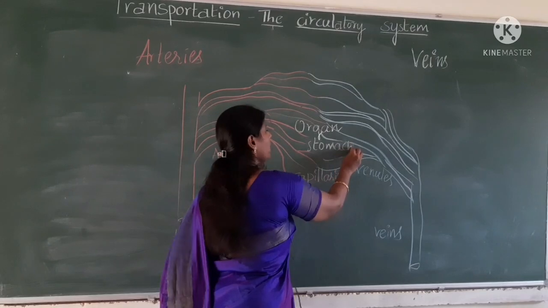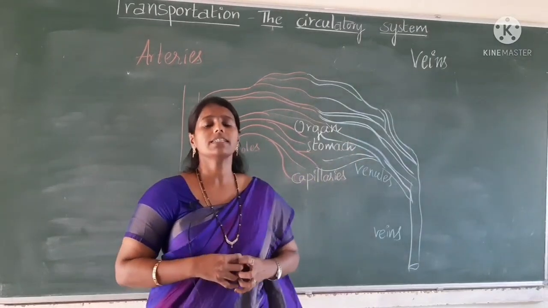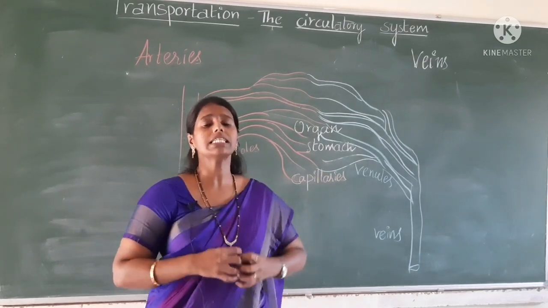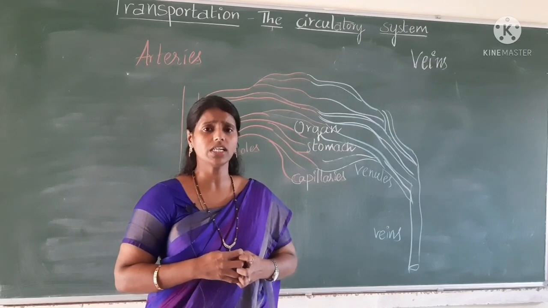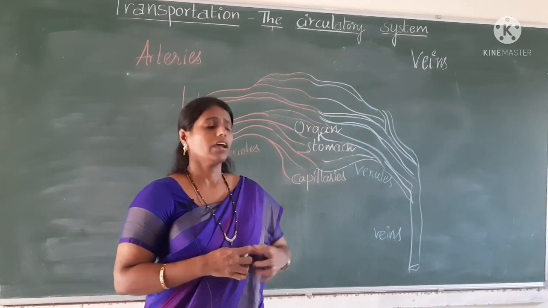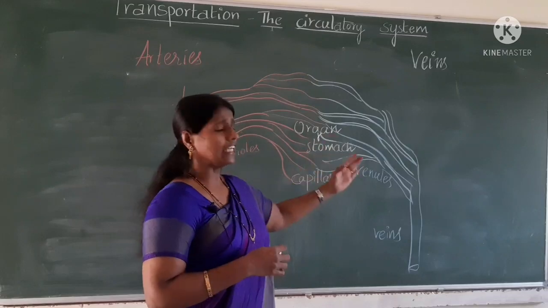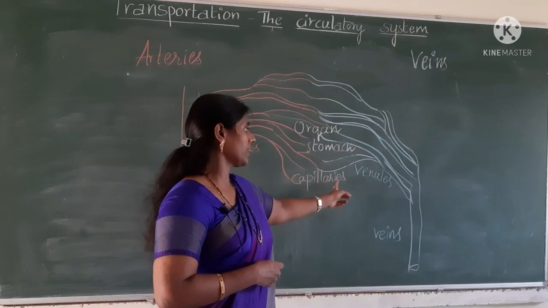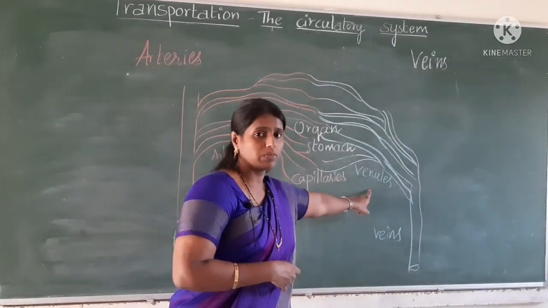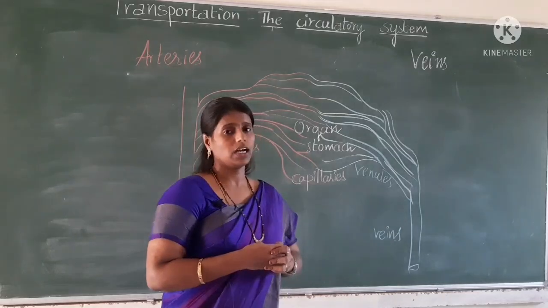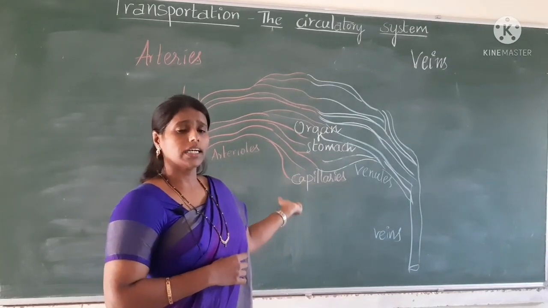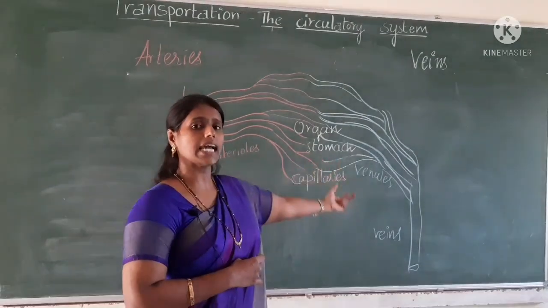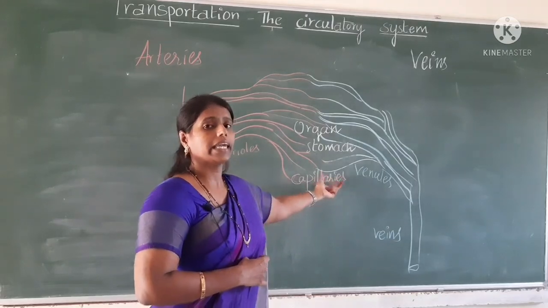Now, the oxygenated blood and the nutrients are used in the stomach. That is, each and every cell in the stomach uses oxygen and the nutrients. Now, the deoxygenated blood moves into the capillaries. From there, it reaches the venules and from the venules, it reaches the main vein. It is how the arteries and the veins function. Now, the bridge between the arteries and the veins is carried by capillaries.